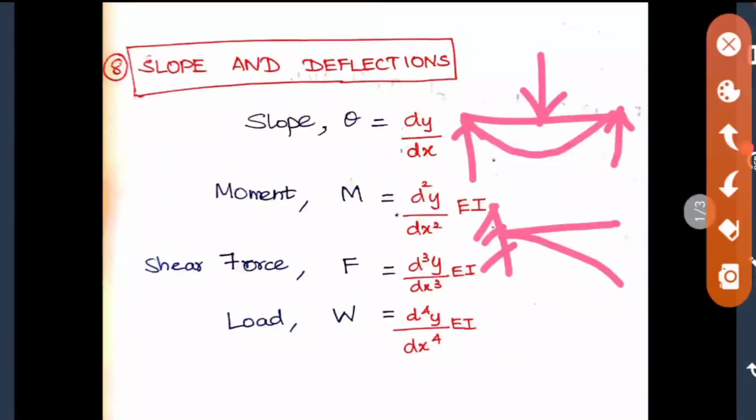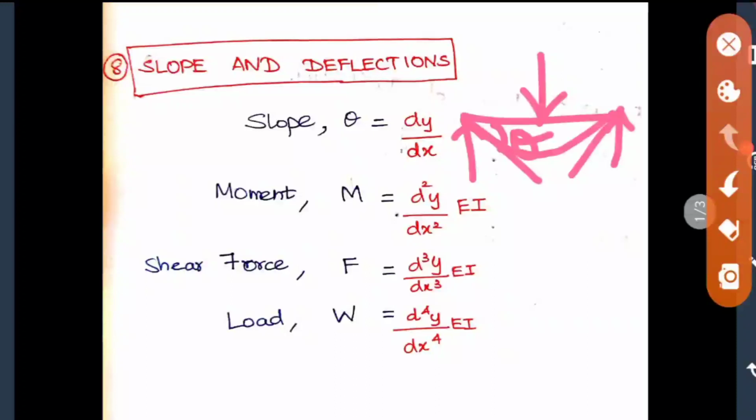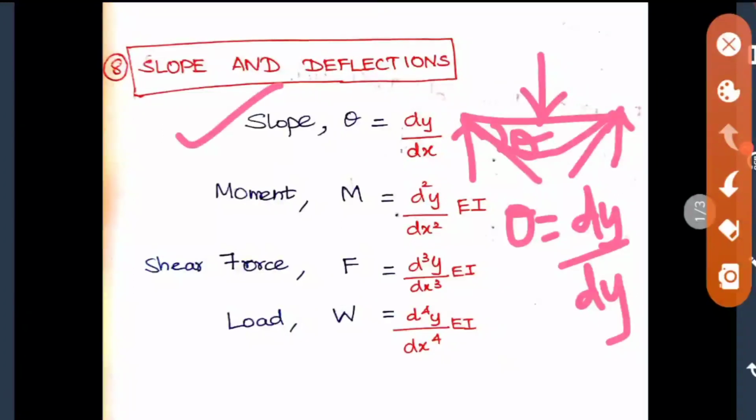So what is slope? Slope means when you are drawing a tangent line towards this end. This curve is called the elastic curve. In that curve, when we draw a tangent line like this, the angle between the beam and this tangent line is called the slope. This is the theta value here. This theta will be equal to dy by dx. So it's the angle between this. Normally the unit of the slope will be in radians. So that is given here: slope theta is equal to dy by dx.